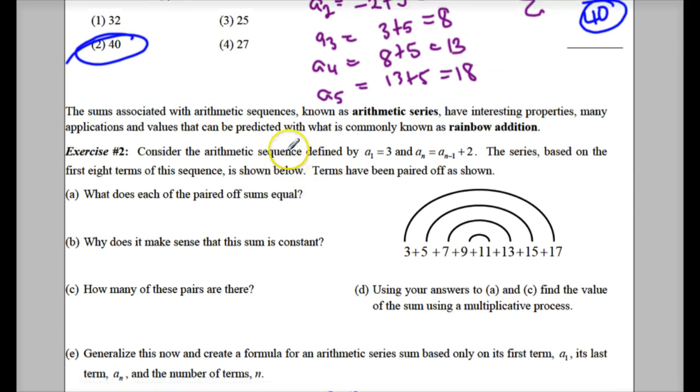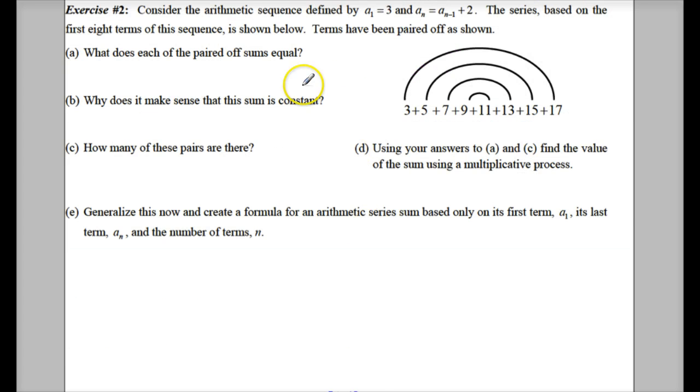Now, this is what I really want to look at here. We have exercise 2. Before we go into exercise 2, we must remember that the sum associated with the arithmetic sequence is known as the arithmetic series. Having interesting properties, many applications and values can be predicted by what is called a rainbow addition, which is what we have right here. This is known as a rainbow addition.